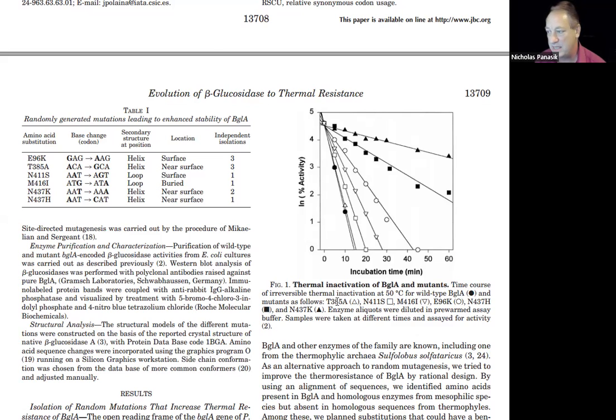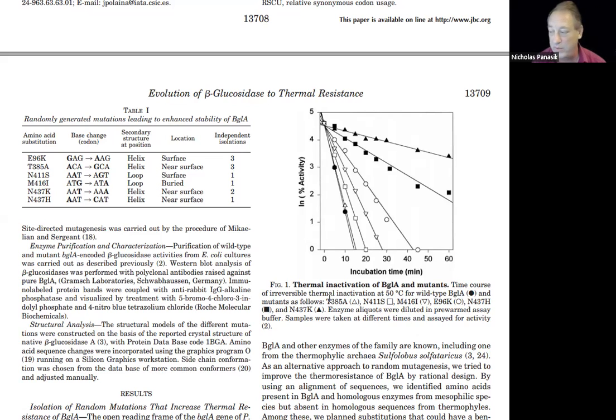Now, if you ever see a mutant listed as like T385A, what does that mean? So what this is telling you is this amino acid, the T amino acid, and you need to understand mutations.